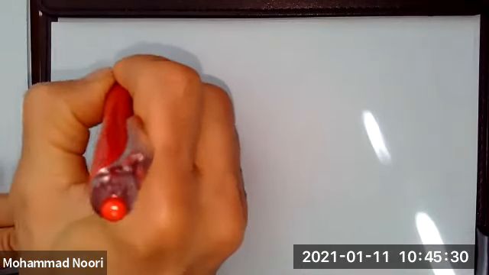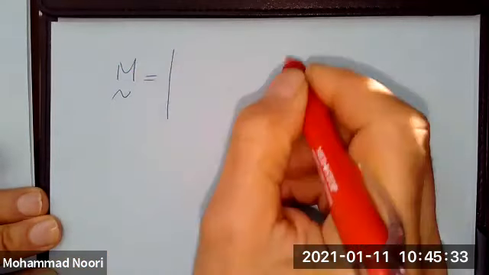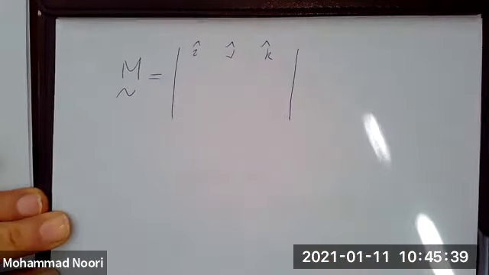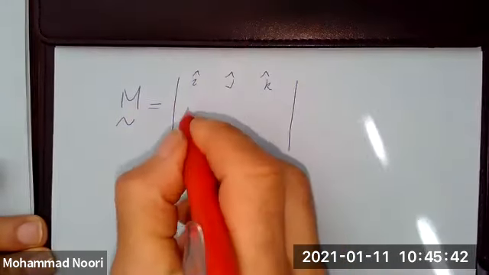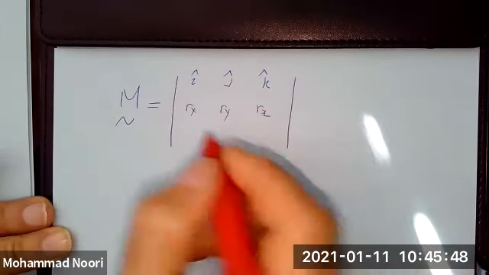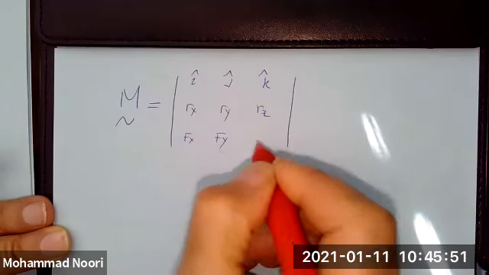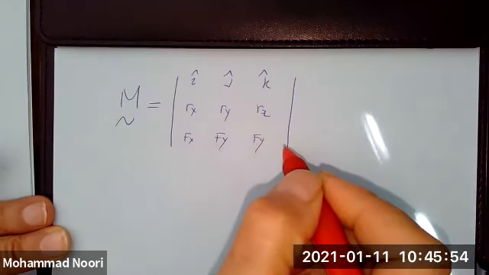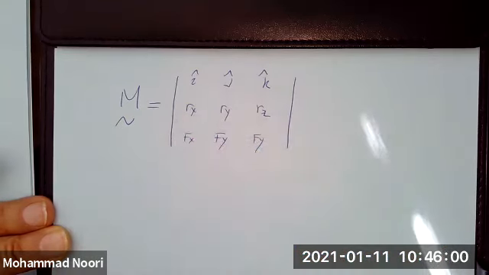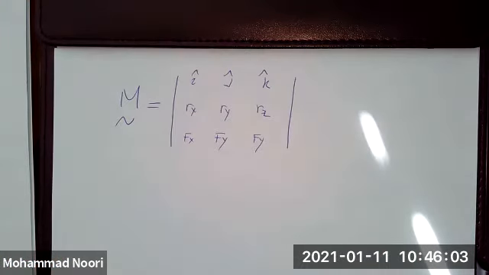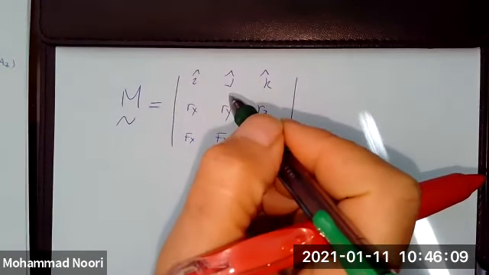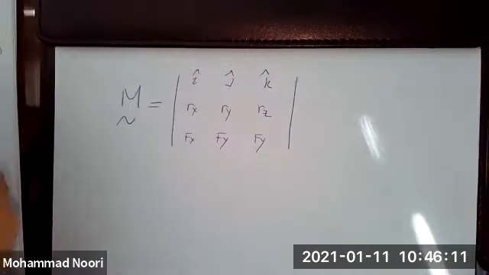In order to do that, you just simply set up a determinant whose first row are the unit vectors of the three coordinates. The second row are the x, y, and z components of that position vector. And the third row are the x, y, and z components of the force. And then you try to expand this determinant. How do you expand a 3 by 3 determinant? You remember that? If you don't, that's okay. This is how you do it.